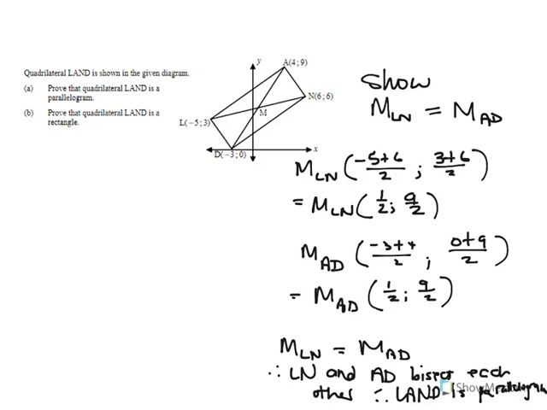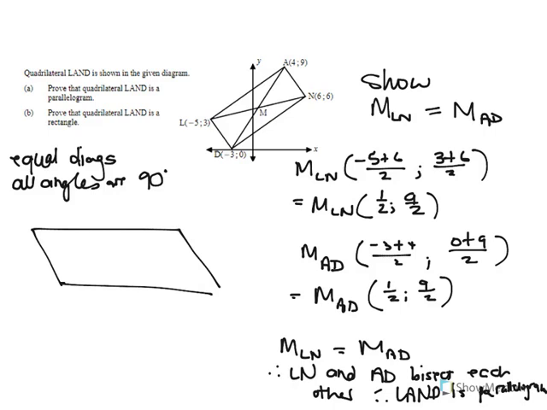Okay, then you're asked to prove that LAND is a rectangle. So now we need to think about what makes a rectangle even more special than just an ordinary parallelogram. A couple of things. The diagonals are equal, and we also know that all its angles are 90 degrees. And of course, if we know that it's at least a parallelogram, we know that opposite sides are parallel, right? So if I can show that one of the angles is 90 degrees, just one of them, then it will be necessarily true that the others are also 90.